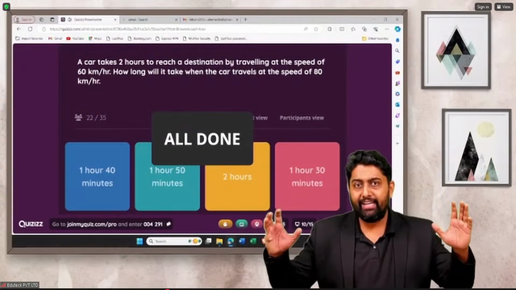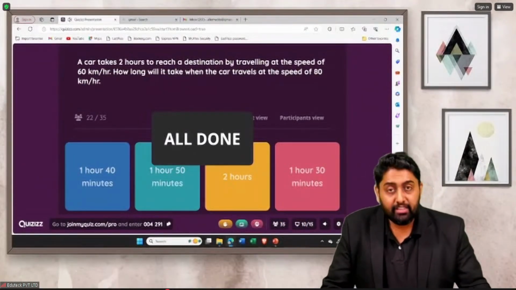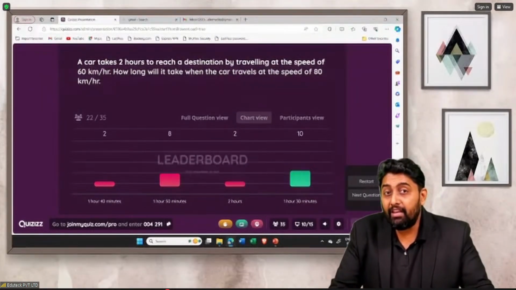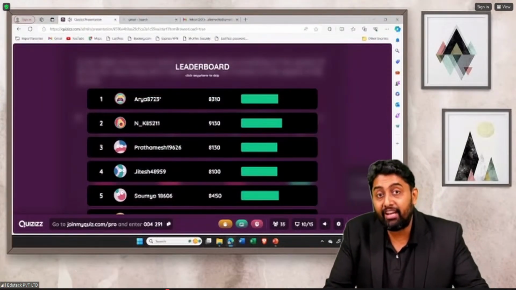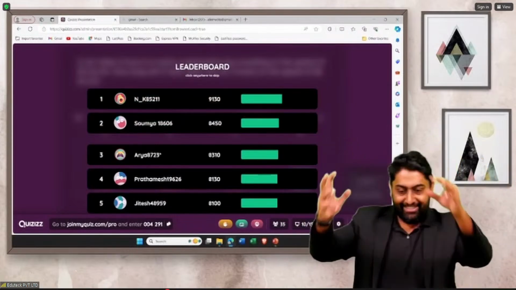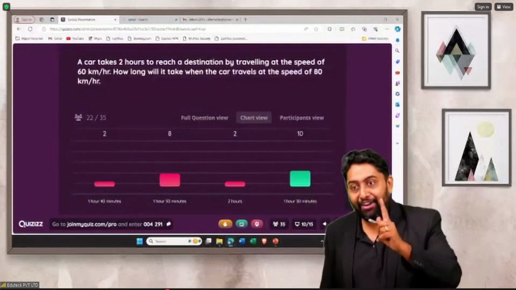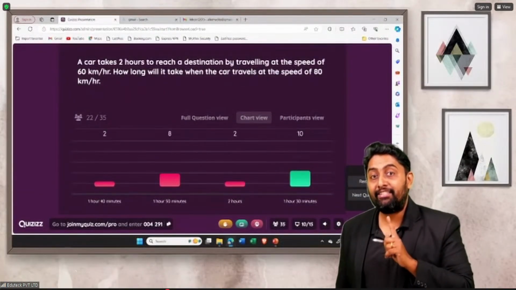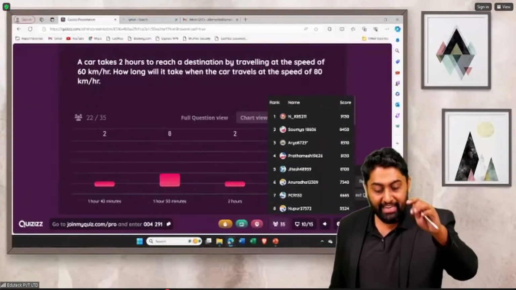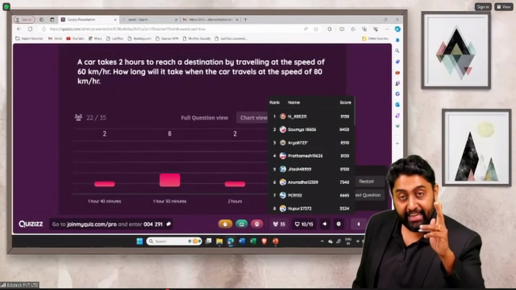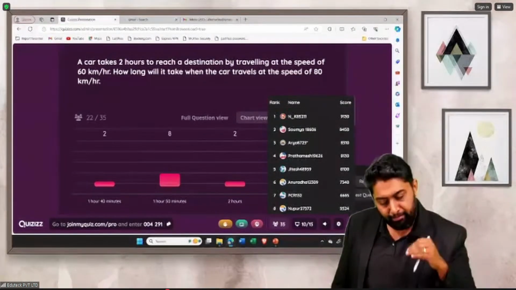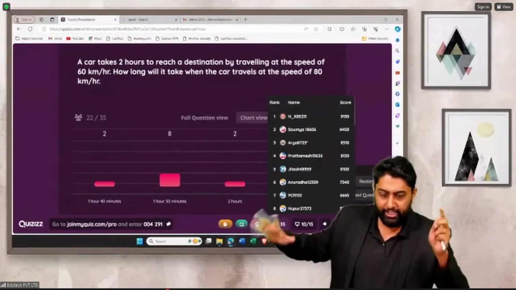Let's see who are getting the correct answer. The correct answer for this question was 1 hour and 30 minutes. Now, some people might have got confused and selected 1 hour and 50 minutes. And because of that, there is a huge change. I told you all, observe the options and then answer. And with that, what do we see is first position now is shared by Neha. Second is Soumya. Third position पे आर्या चली गए हैं. Fourth पे प्रथमेश. Fifth पे जितेश है.